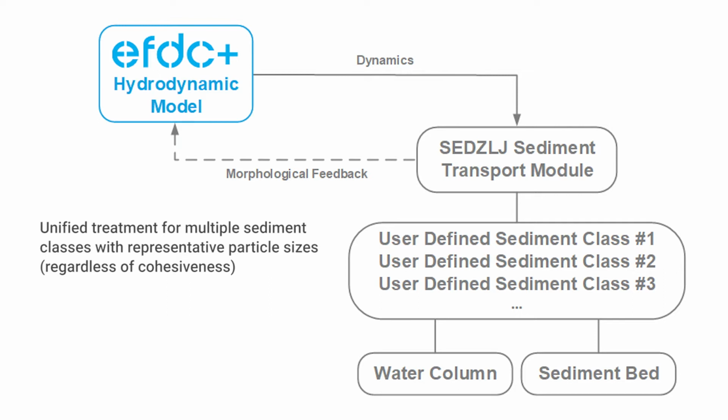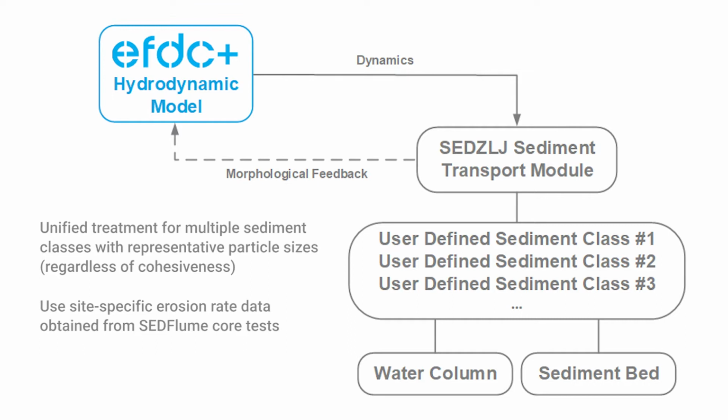Another advantage of the SEDSL-J approach is that it can employ site-specific erosion rate data obtained from SEDFlume core tests, which measure the thickness change of sediment bed as a function of bed depth and applied shear stress in a controlled flume experiment. A detailed description of SEDFlume analysis is available in Jones and Lix 2001.